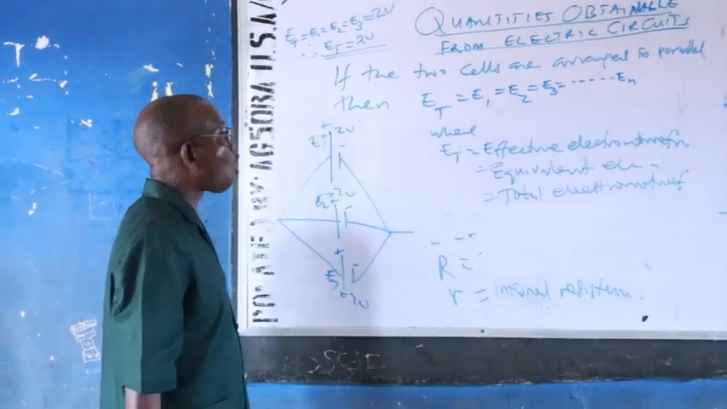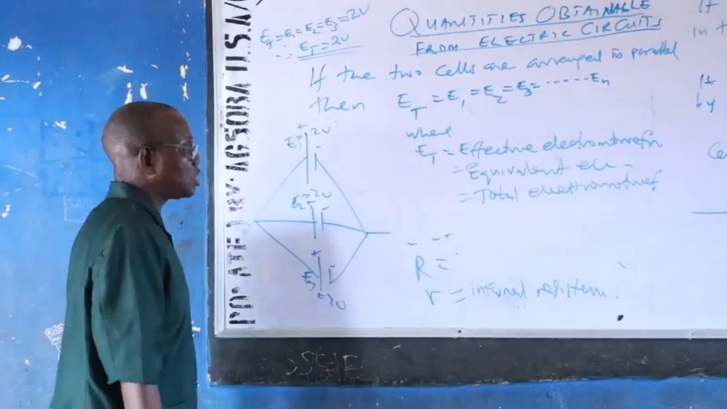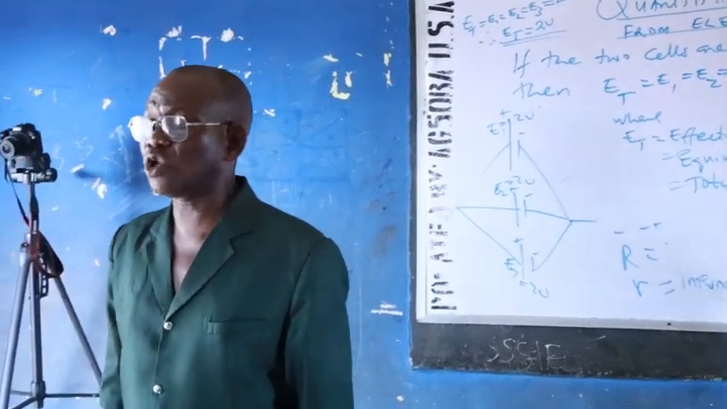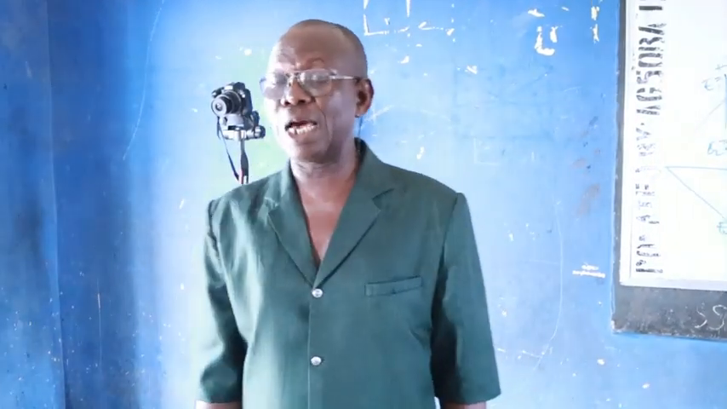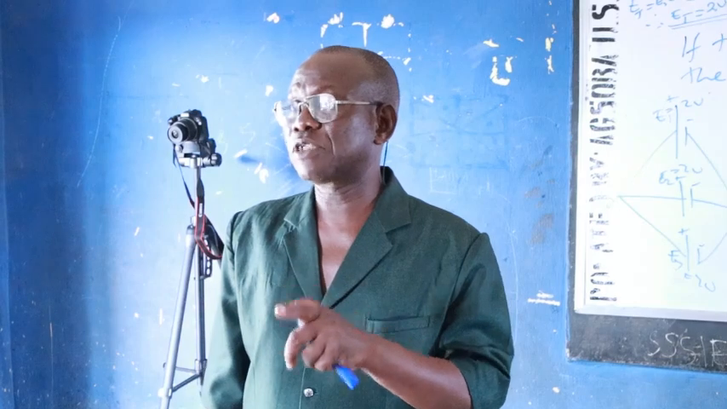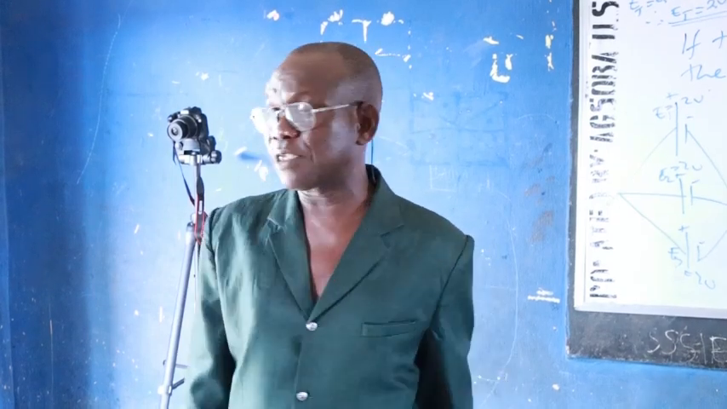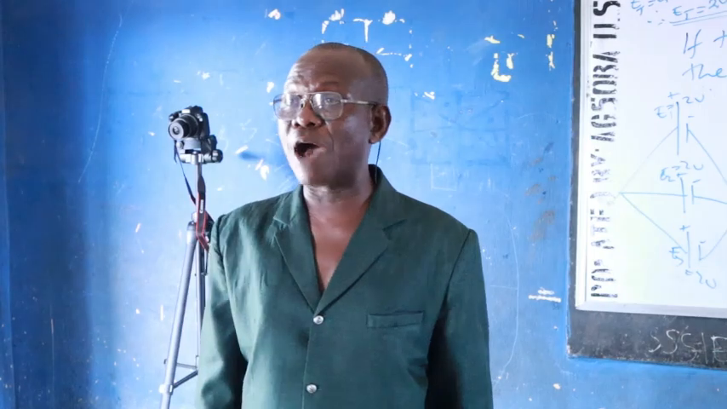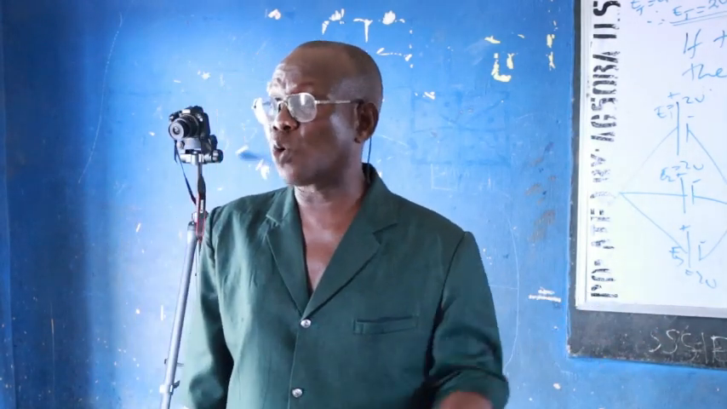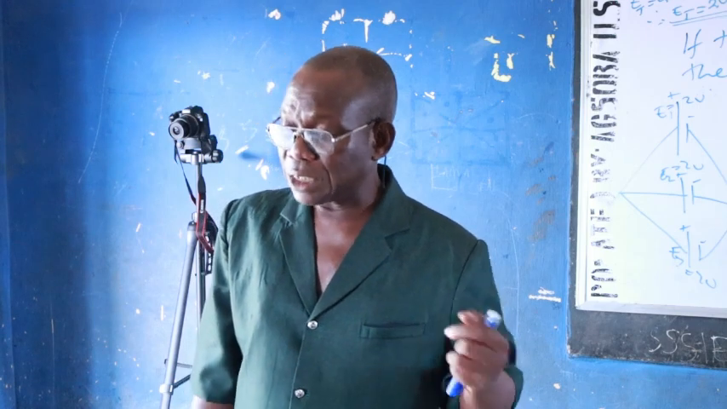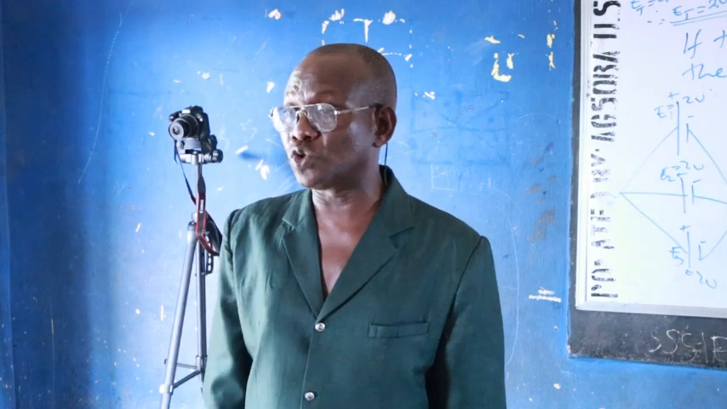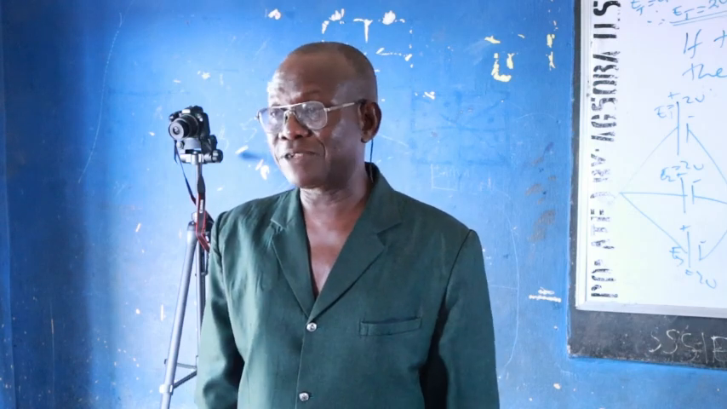Now, that's the first obtainable quantity, electromotive force. We define it as the work done in bringing a unit positive charge from one point to another in an open circuit. It is possible to have a cell in the circuit, and it's possible to have two or more cells in the circuit. Whichever one you have, we have taken care of that. The number of cells determines how you are going to combine them, and the type of arrangement determines which formula you are going to use. Is that clear to everybody? Yes, sir.